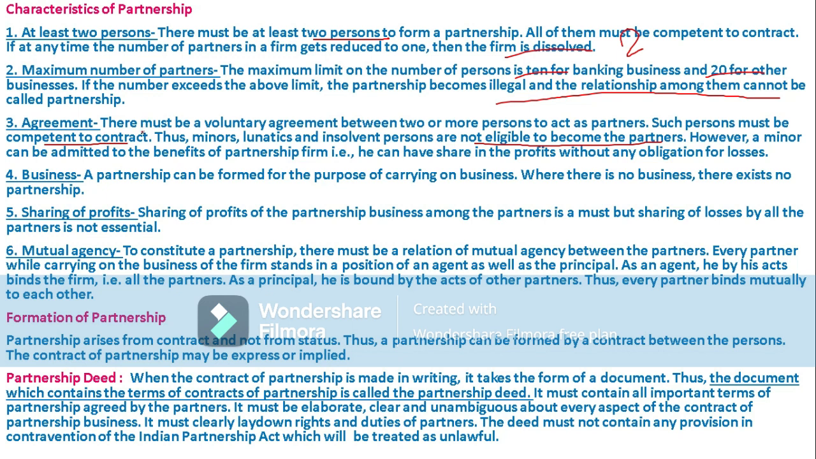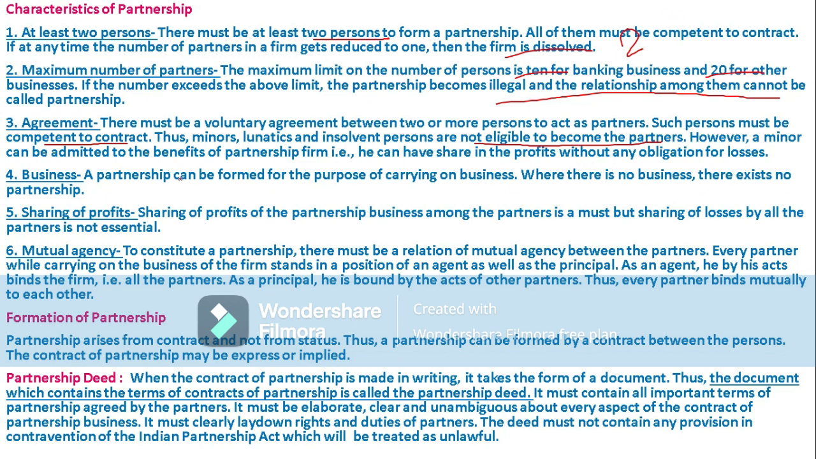Okay, and however, a minor can be admitted to the benefits of a partnership firm. He can have a share in profits without any obligation for losses. Okay, so for example, in a partnership, if there are four partners and one partner died and his son is carrying on in his place, even though he is a minor, he can share the profits of the business but not the losses.